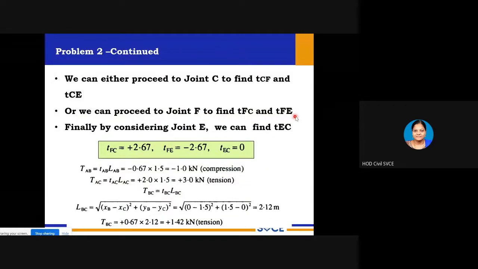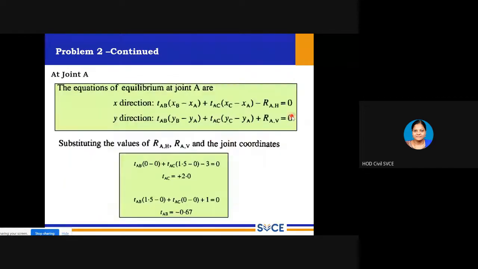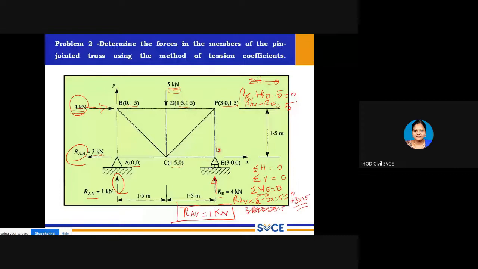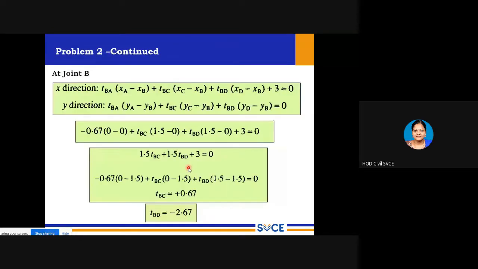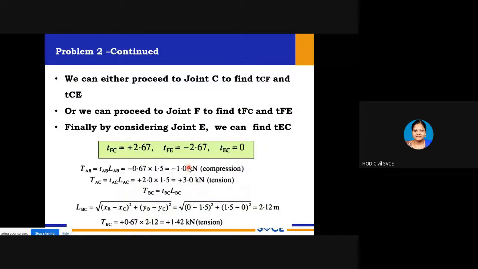To find the TFC and TFE. Okay, and finally, we can go again back to the joint E, this one. Okay, where you have only two members again, where FE is already known. So the only unknown is EC here. So we can easily find out. Is it clear? Any doubts? Yes.